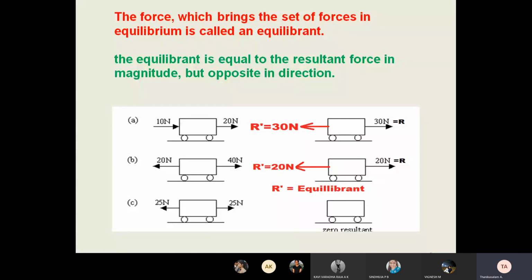You see the second picture. 40 minus 20, so 20 is acting on the right side. I want to bring the body to rest, so what should I do? I add 20 on the left side. That 20 Newton is the equilibrant, red color. Equilibrant is equal to the resultant force in magnitude but opposite in direction. The third force is not needed, because in the third picture the resultant is already 0.